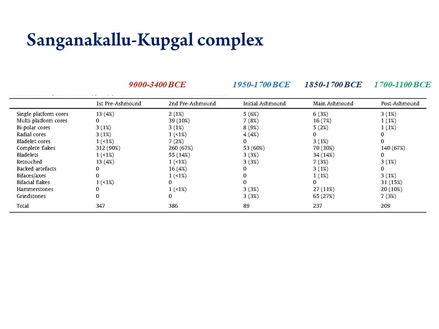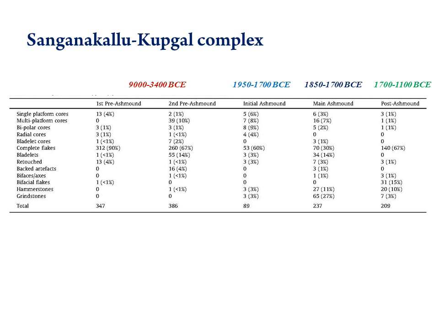So therefore, the Neolithic sites, when you look at the multi-period sites, date back from 9000 to 3400 BCE as a pre-Neolithic context, and active Neolithic activities in Sanganakallu Kupgal are from 1950 to 1700 BCE, and its main ashmound activities on the hilltops were occurring right from 1850 to 1700 BCE.